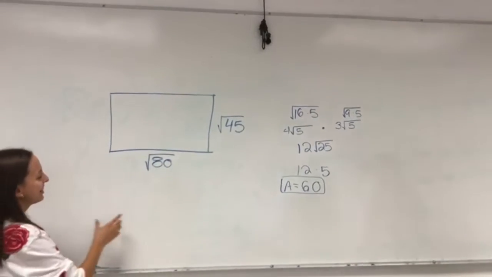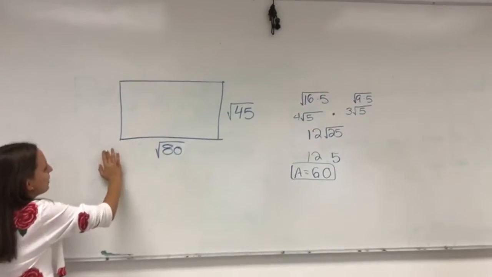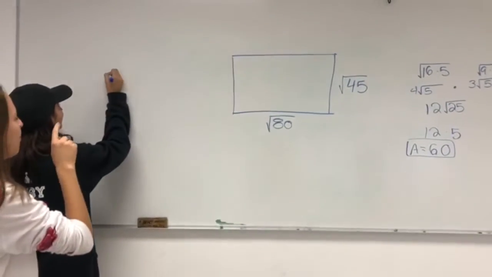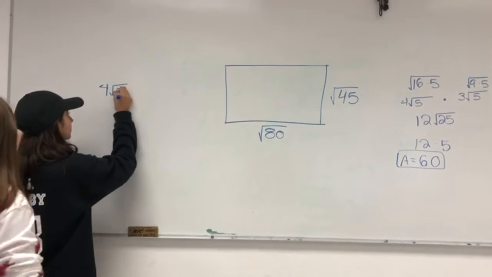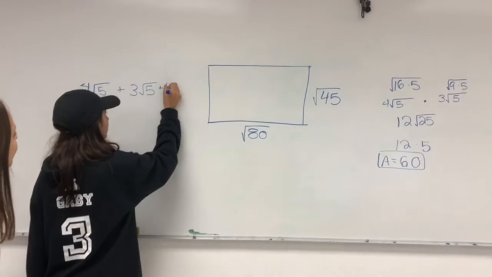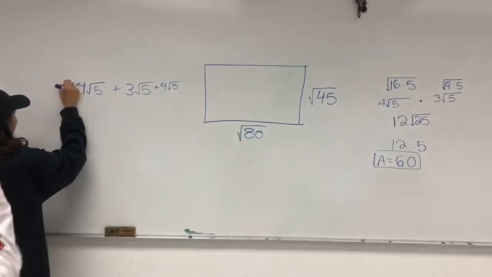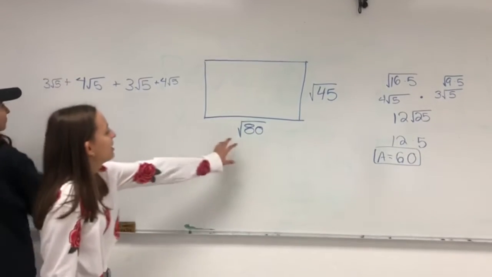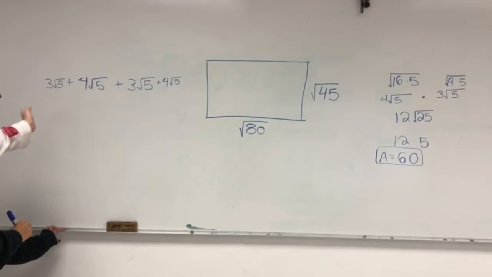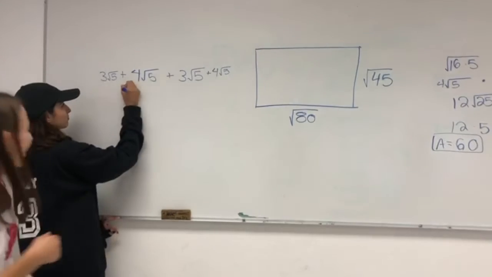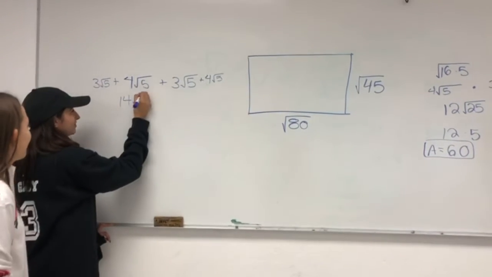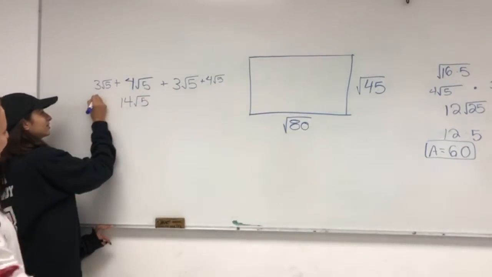The perimeter is to add all the sides of the rectangle. So you add the 4 radical 5, plus the 3 radical 5, plus the 4 radical 5 again, plus the 3 radical 5. Because this is the same as this, and this is the same as this. So when you add them, you get 3 plus 4 plus 3 plus 4, and that is 14. And your radical stays the same. And that would be your perimeter.